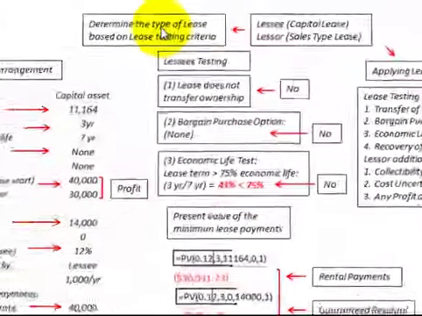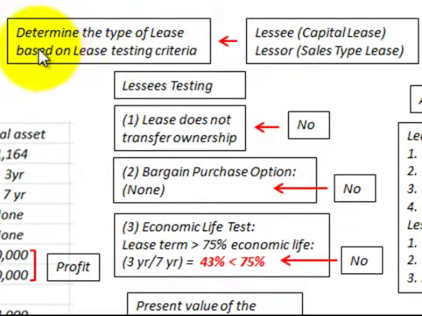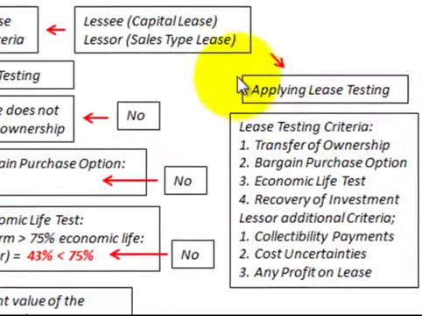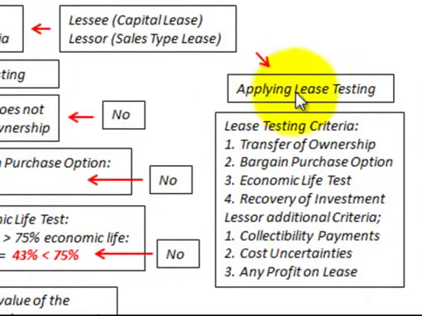Here we're going to be going through an example to determine the type of lease based on lease testing criteria. For example, we're going to determine it's a capital lease for the lessee, and a sales type lease for the lessor. So we're going to be applying this lease testing, looking at the criteria for the transfer of ownership, the bargain purchase option, the economic life test of the lease, and the recovery of an investment on this lease.